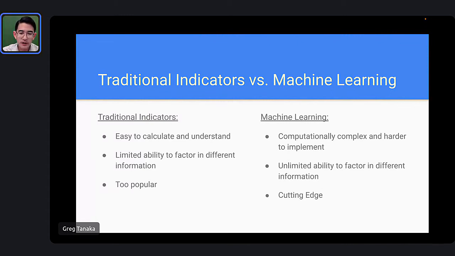But the big advantage of machine learning versus traditional indicators is that you could factor in lots of different information. So for instance, maybe there's a subreddit, right? Wall Street Bets, or maybe there's a Twitter feed, or a Discord channel, or newspaper articles, or news feeds, or Yahoo chat, or whatever. There's a whole bunch of different signals that you could tap into that you can't use with traditional indicators. And with machine learning, you could tap those and incorporate them into your model.